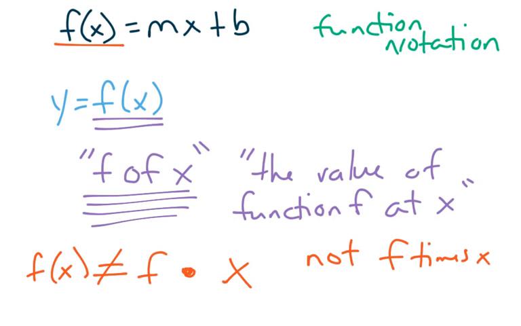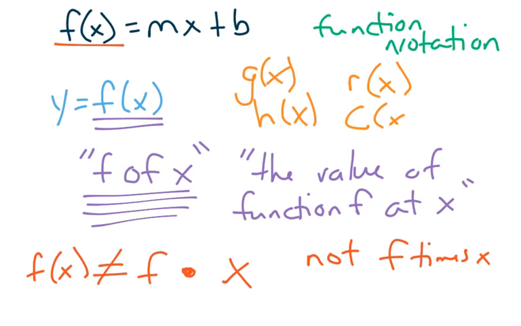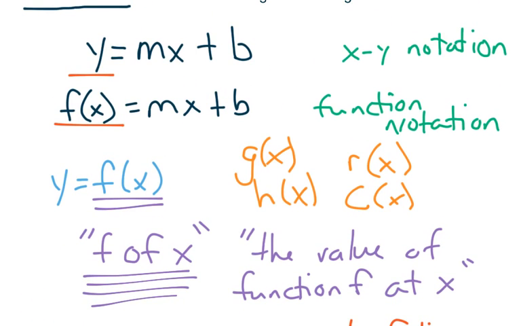F is just a name. F is not the only letter that could be used. Most often f is used, but definitely you could see something like g of x, h of x, sometimes for some reason they'll put r of x, I've seen c of x. There are different letters that can be used. All of them represent the same thing. They are all the same thing as y.